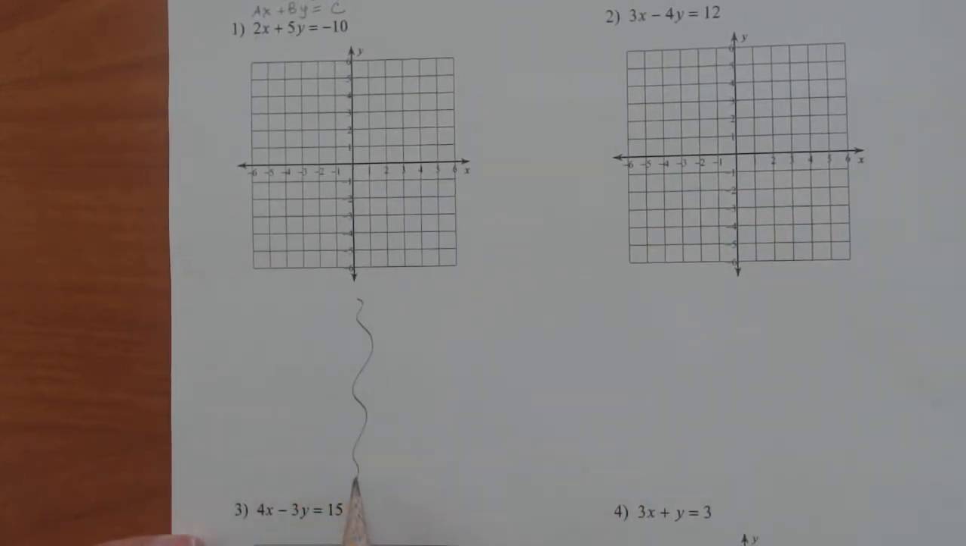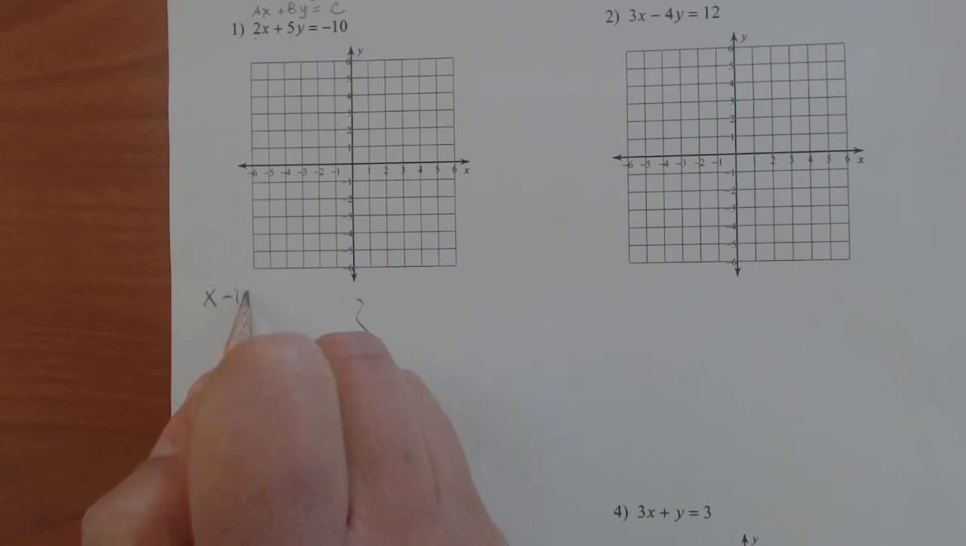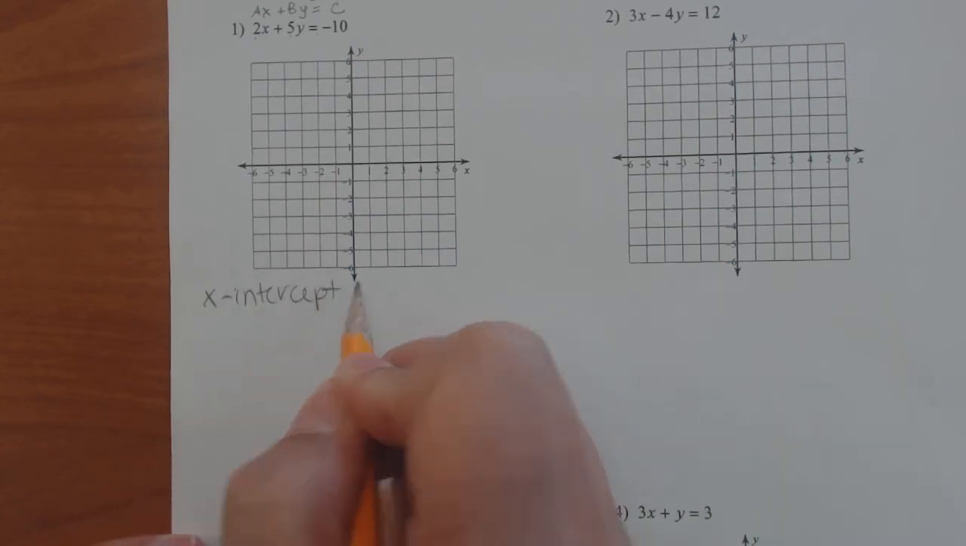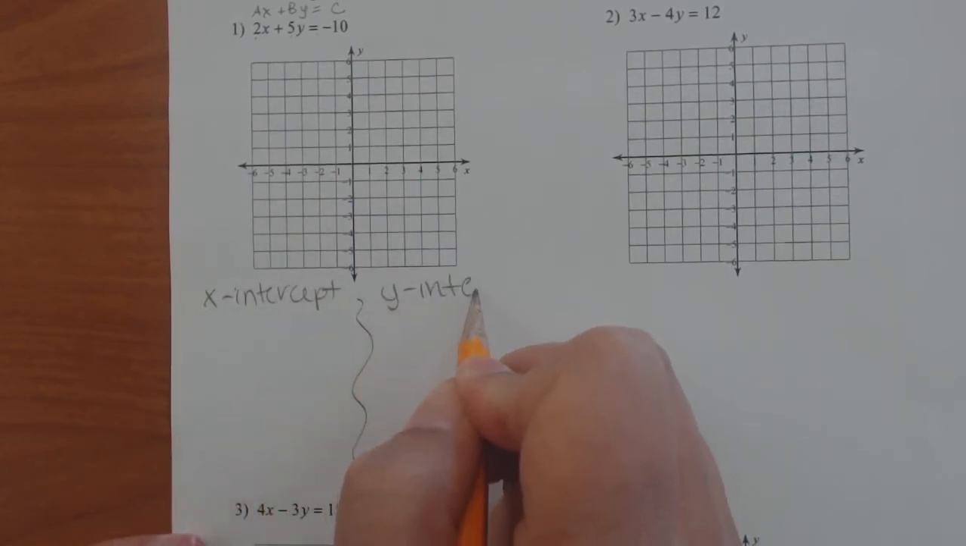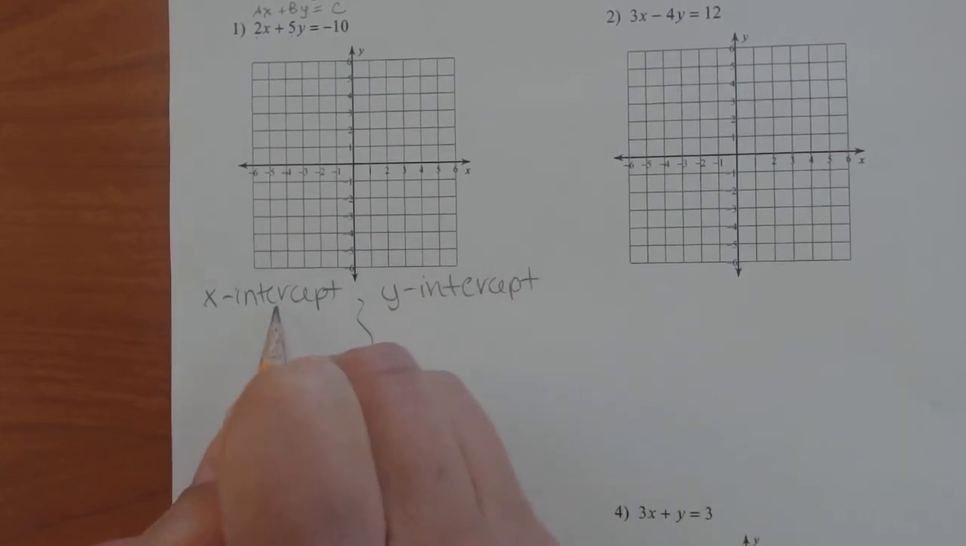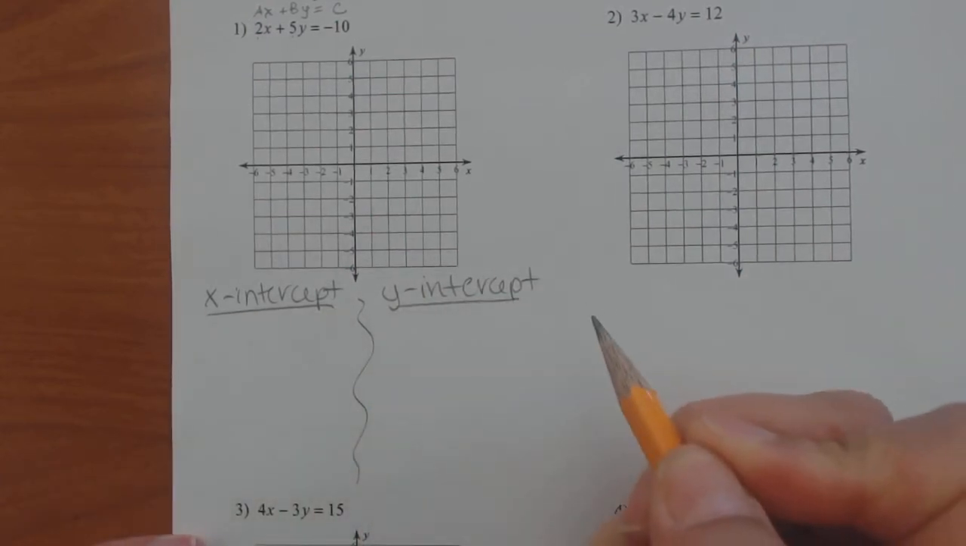So what I like to do is make a little squiggly line because we have to find two things. We have to find the x-intercept and we have to find the y-intercept. And I'm going to do that. So I'm going to find this first and this second.